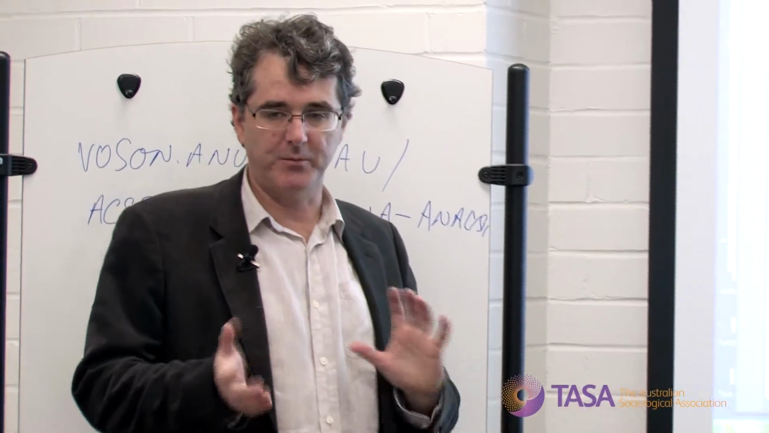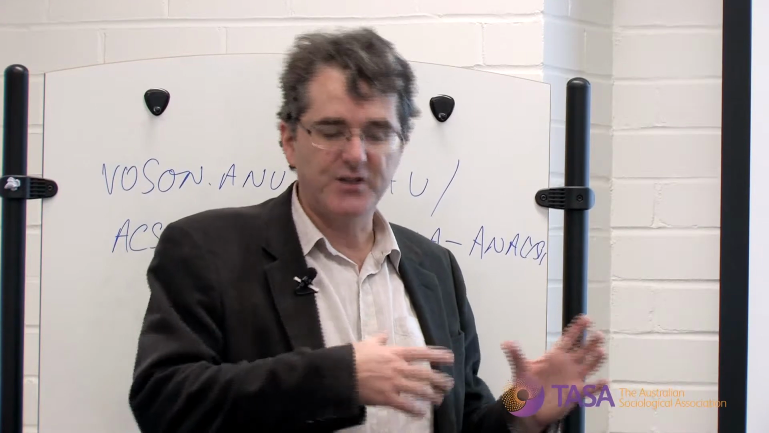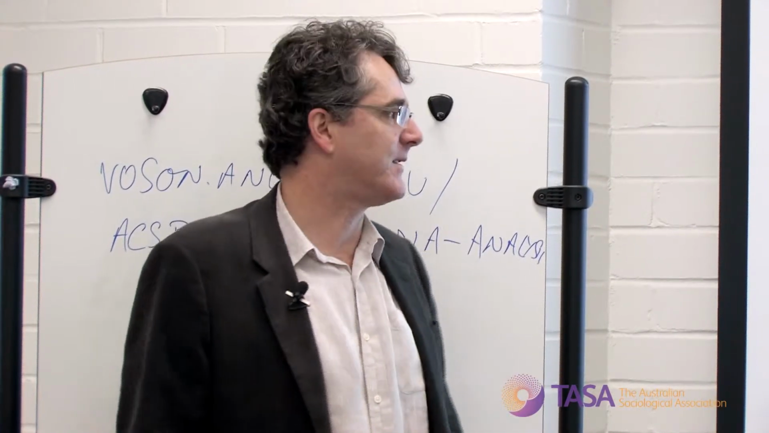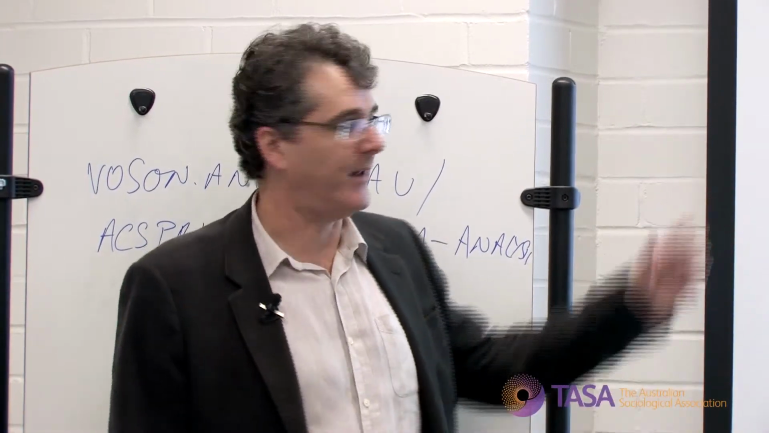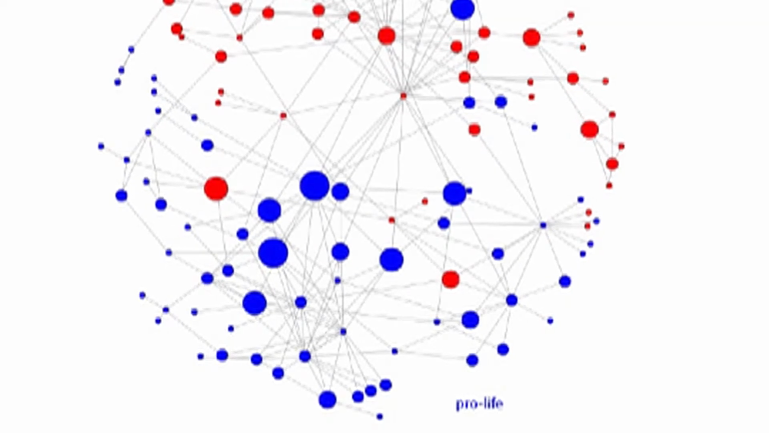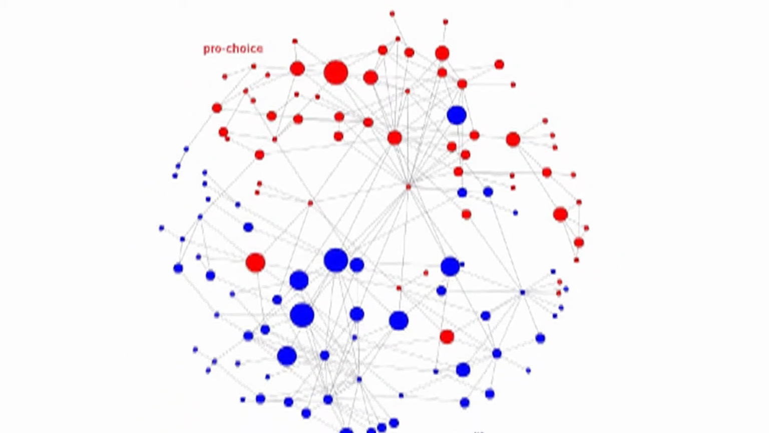So it's like these two competing forces, and the algorithm positions the nodes in a way that minimises the overall energy in the system. And what you can sometimes find is you get clustering like this. So what we have here is very clearly the pro-life organisations are down here and the pro-choice are up here, and it matched our coding of these sites quite neatly.